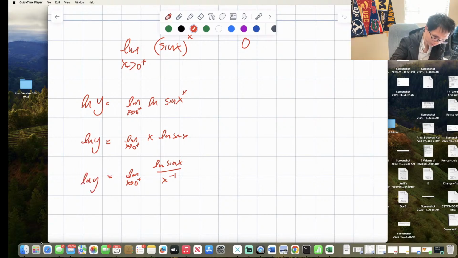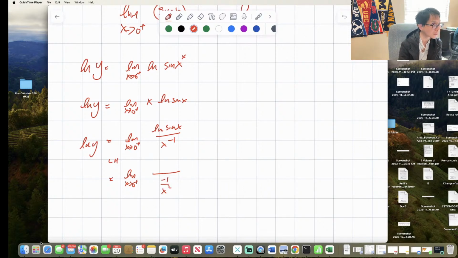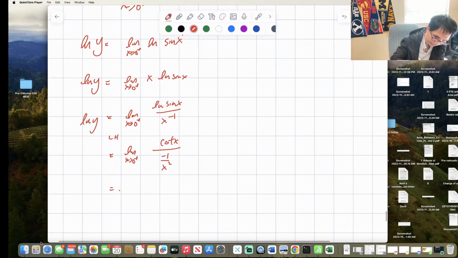That's all the things that we have tried before. Now I'm gonna do L'Hopital's rule, so LH here. The limit as x approaches 0 from the positive side. That's gonna be -1 over x squared. What's the derivative of ln of sine of x? It should be cotan of x. That's gonna be negative x squared cotan of x, right?